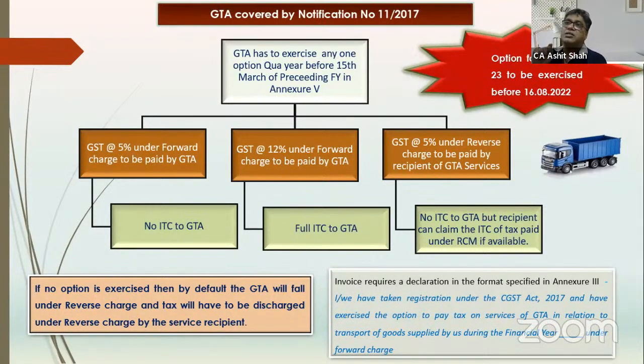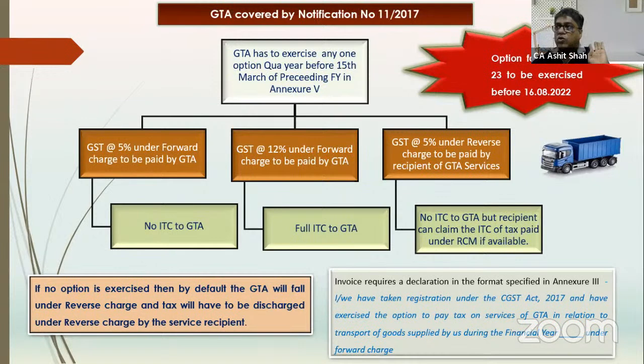Either he has to levy the tax at the rate of 5% while issuing the invoice, but he will not be eligible for ITC, or he has to pay 12% GST under the forward charge mechanism and avail the whole ITC. If he decides that he does not want to pay tax under forward charge mechanism, and the tax will be paid by the recipient of the services, then the rate of tax would be 5% and the recipient of the GTA service will discharge the tax liability.